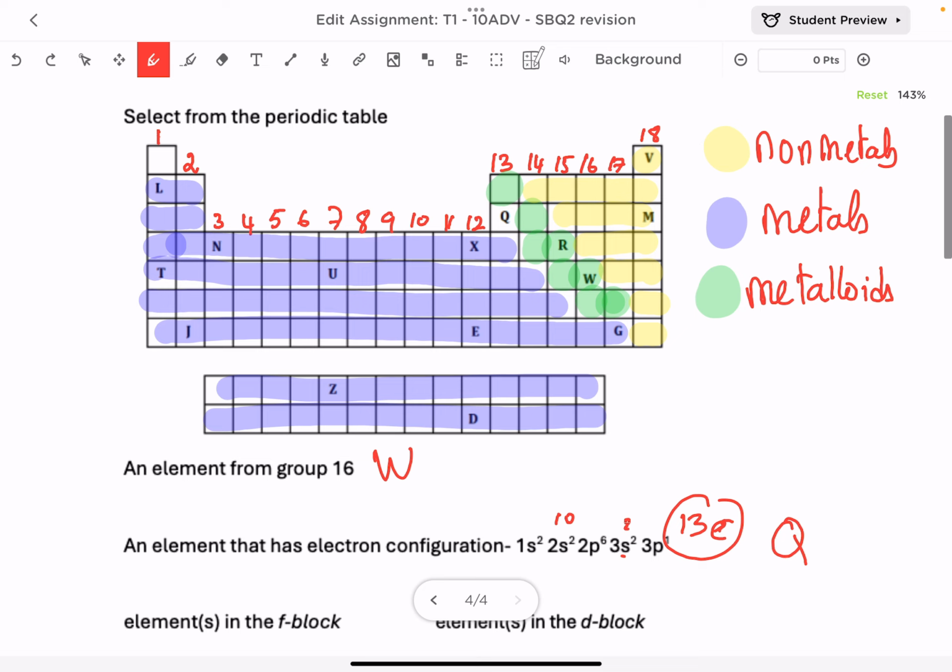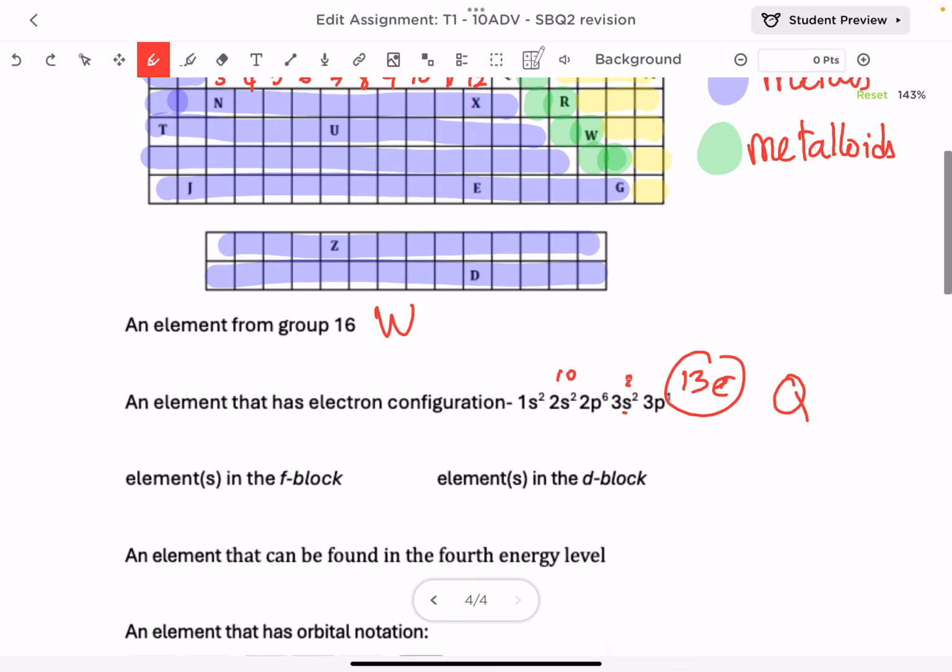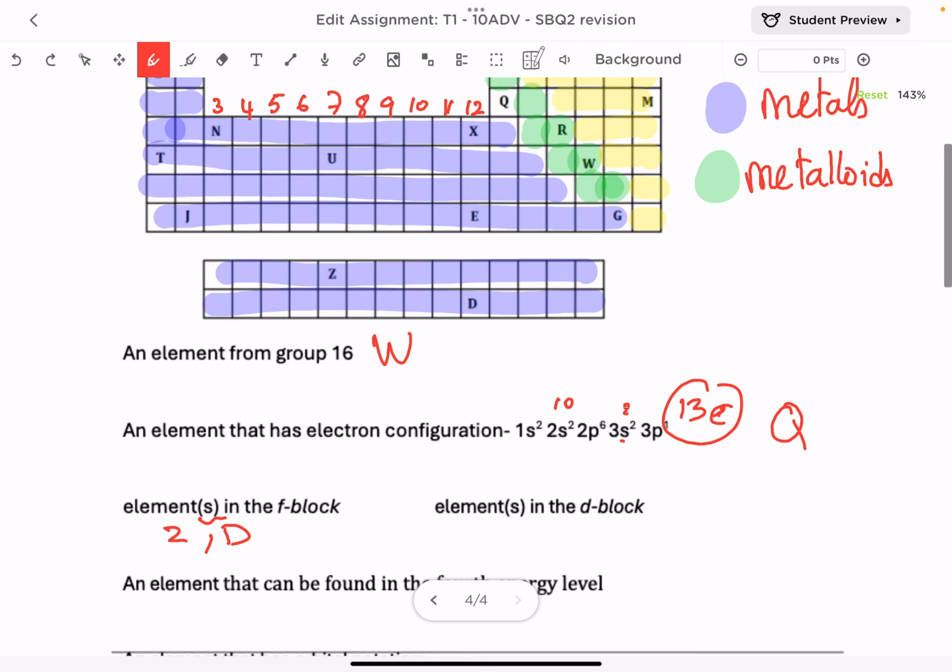An element in the F block, you can say Z and D or D. So here it says elements, so name them all. So everything in the D block, in the F block are Z and D. In the D block, oh, we have plenty. N, U, X, and E. On here, D finishes. Okay.